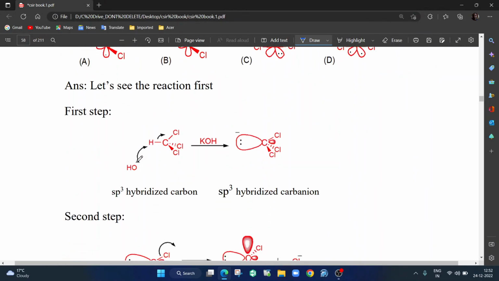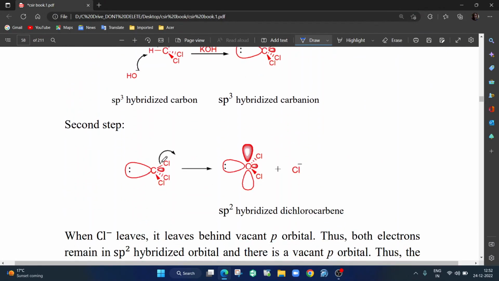Very clearly, the first step is OH minus takes away this proton, you get an anion, and we know anions are sp3 hybridized. So you get an sp3 hybridized carbon with 2 electrons in the sp3 hybridized orbital. In the second step, Cl minus leaves. When Cl minus leaves, a kind of carbocation is formed, sp2 hybridized. So you are having a p orbital.